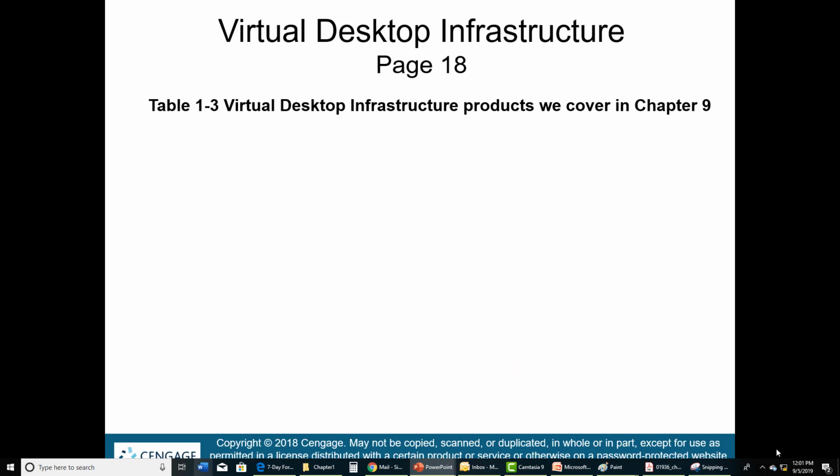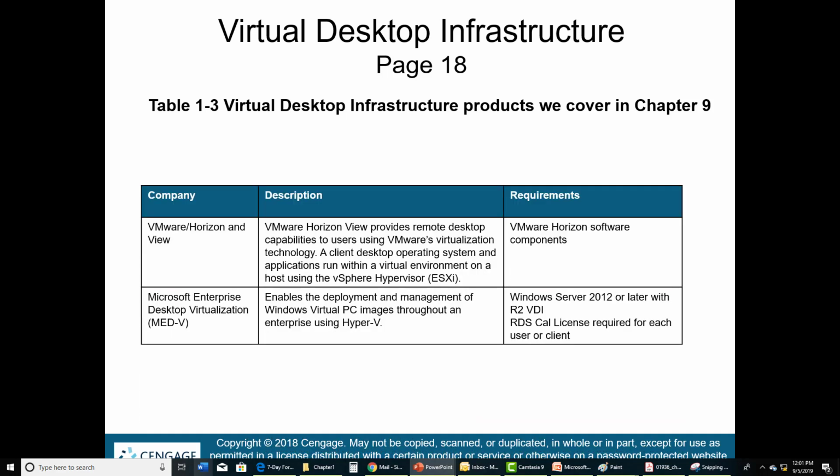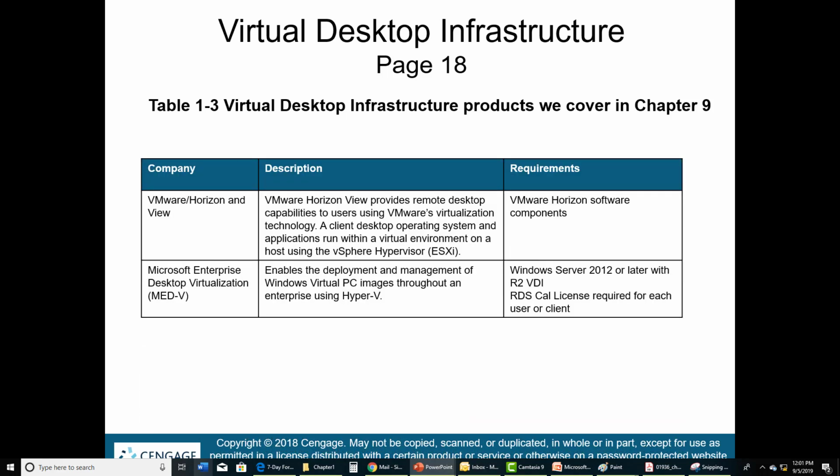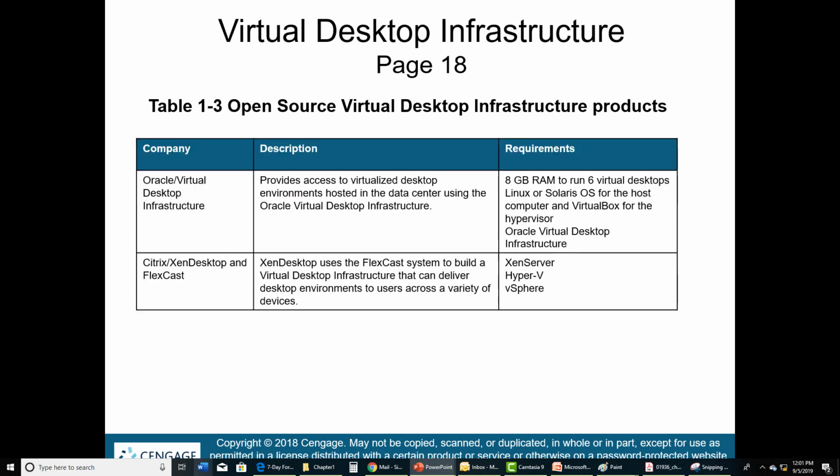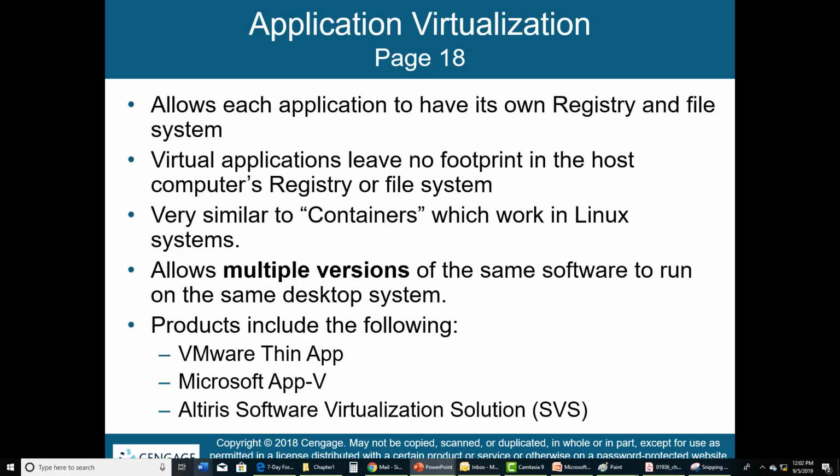In Chapter 9, you'll get some experience with two major virtual desktop infrastructure products. First, VMware Horizons, and then Microsoft's Enterprise Desktop Virtualization product. In addition to these commercial products, there are a number of open source infrastructure options as well. Oracle and Citrix both provide virtual desktop infrastructure products based on the Xen hypervisor. While we won't be covering these in Chapter 9, it's important to know that these options exist.